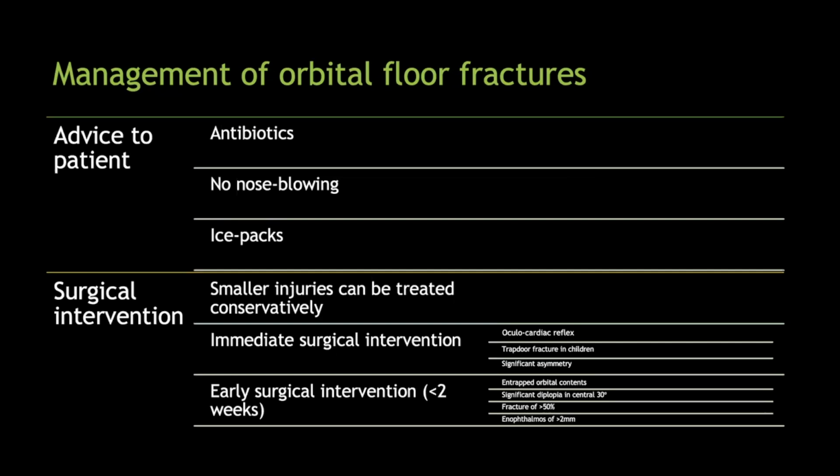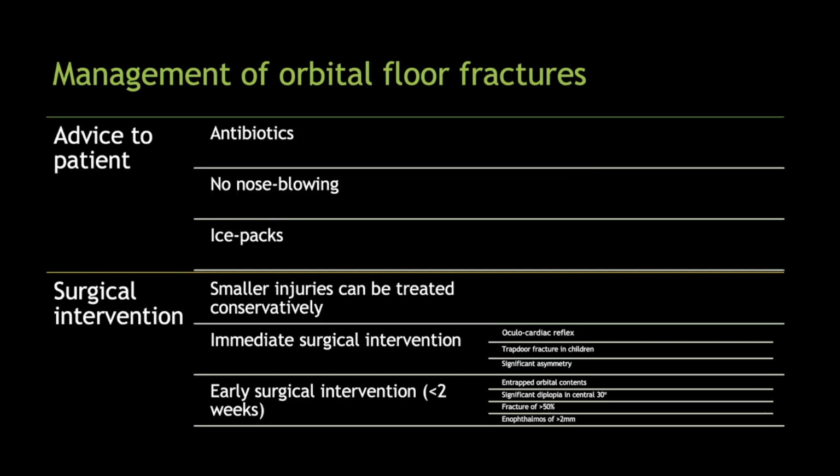The indications for taking these patients to theatre immediately are basically only the oculocardiac reflex. So patients who have persistent bradycardia with movements because of the oculocardiac reflex, or trapdoor fractures in children. And I'll talk about what those mean. And then finally, significant asymmetry. If there's a lot of asymmetry of the skull because of what's happened with the orbital floor, then these are patients that are going to get more immediate surgical intervention.